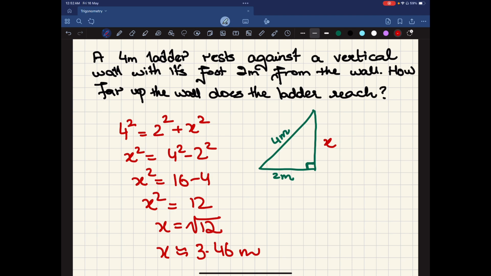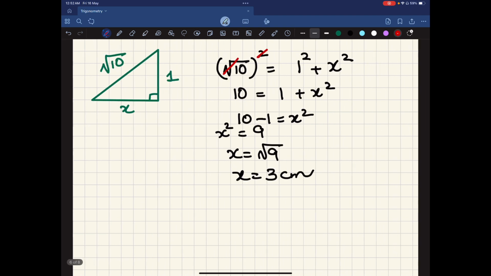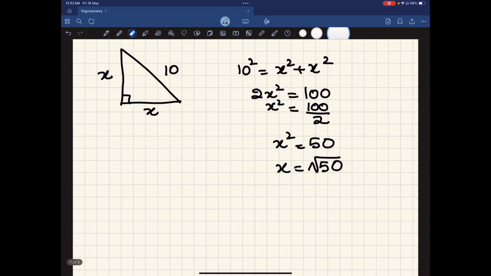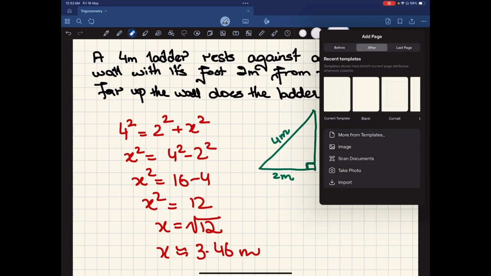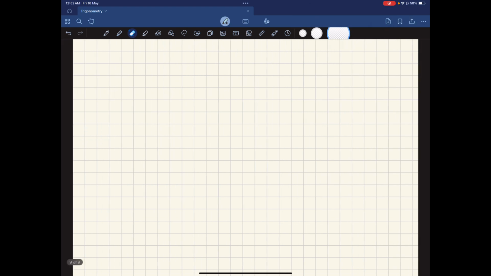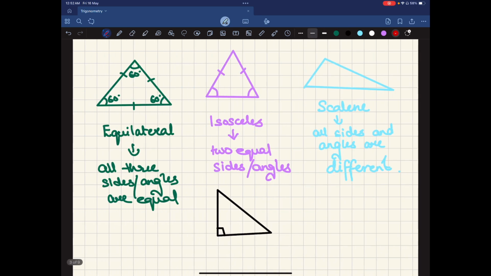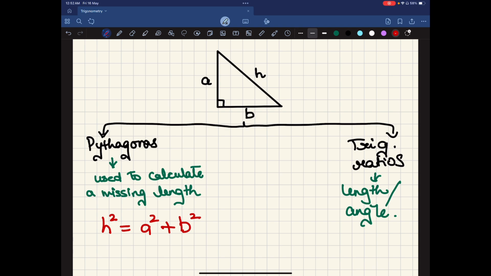Okay, so I think Pythagoras won't be tested in a very technical way. It is a pretty simple and straightforward concept, and hopefully you've understood it well. Now let's move on to our second part, which is the trigonometric ratios.